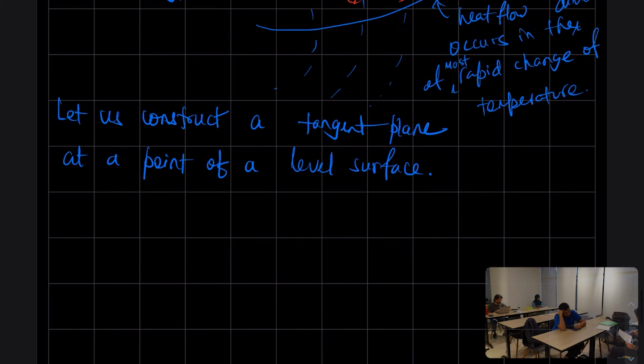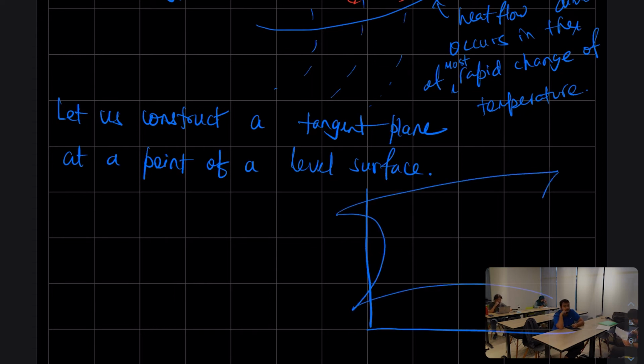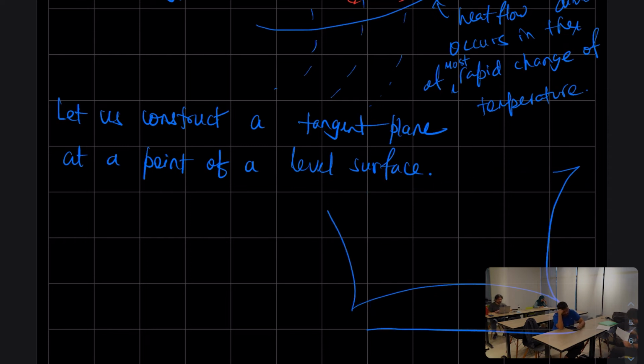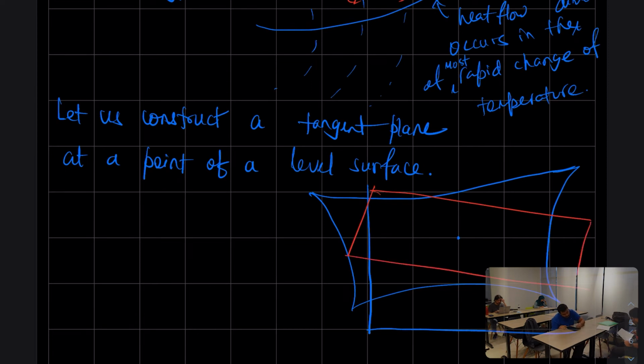So let me first draw the diagram here. Okay, and suppose we take a point here. Let me call this point A.